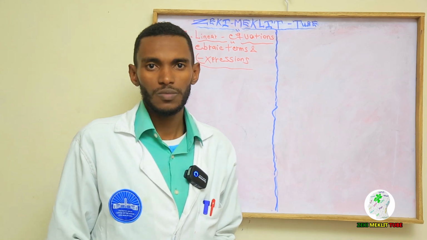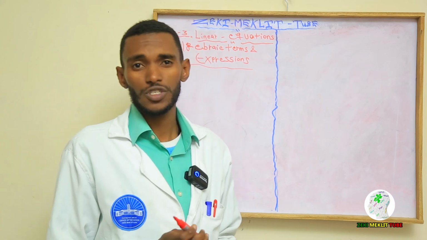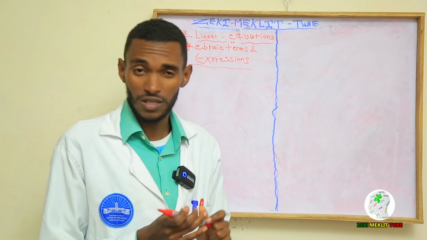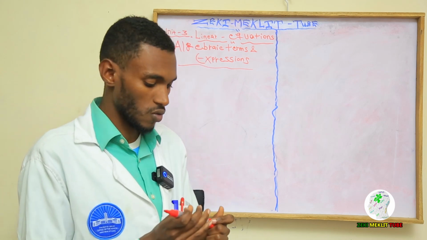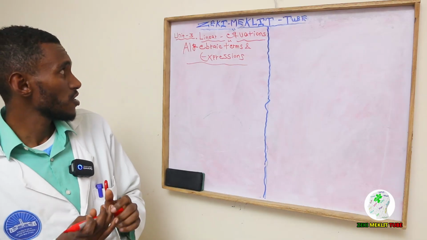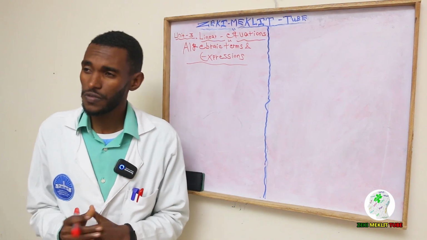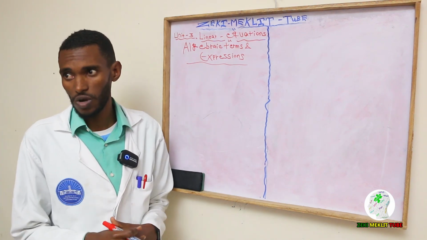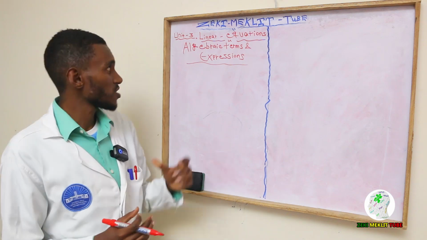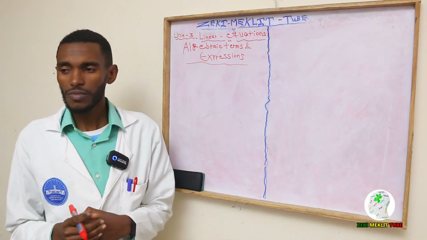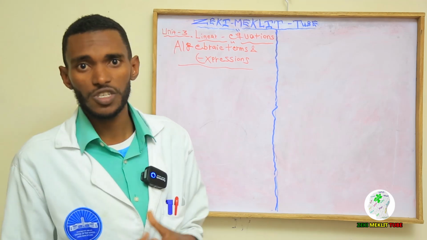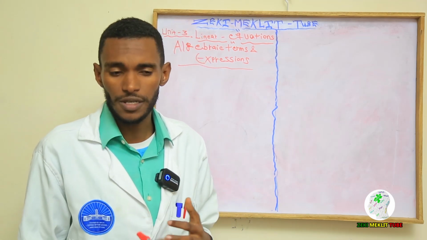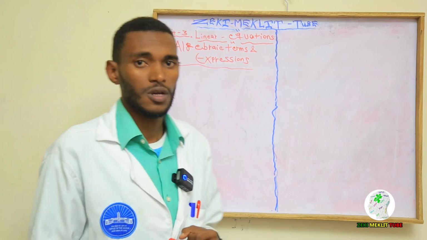So directly before we go to linear equation, the definition of linear equation, you should know some mathematical terms or mathematical sentences or words. The first one is algebraic expression. Algebraic expression means it's a mathematical sentence or statement which consists of variables, numbers and operations.